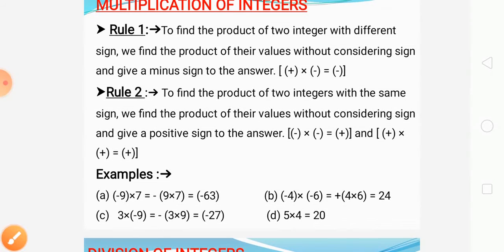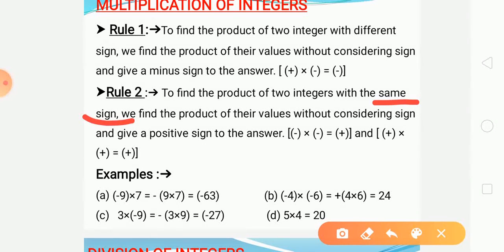Second rule says to find the product of two integers with the same sign, we find the product of their values without considering sign and give a positive sign to the answer. That is, if we multiply two numbers, each with negative sign, answer will be positive. And if the two numbers are of positive sign, then obviously the answer will be positive.